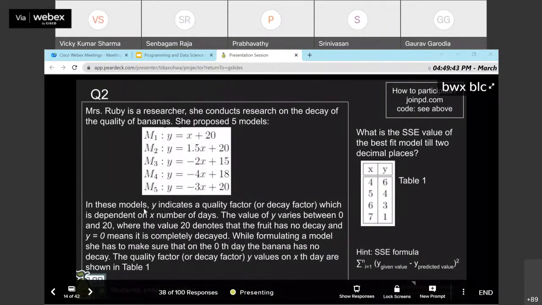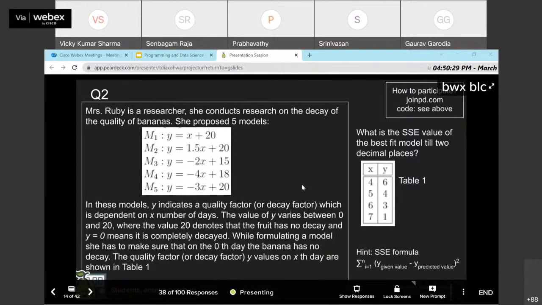But in this particular data, on the 0th day the banana has no decay. The banana has no decay when y is equal to 20. So why do you substitute x equals 0? Because on the 0th day, y must be 20. If you substitute x equals 0 in M3, you get y equals 15, so you cannot choose this model because it has some decay value. You have to choose the model which has no decay on the 0th day. M4 you cannot choose for the same reason, giving 18. So you can only choose M5, as Prabhavati did. That is perfectly right.